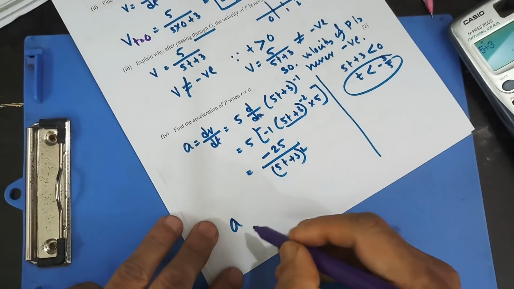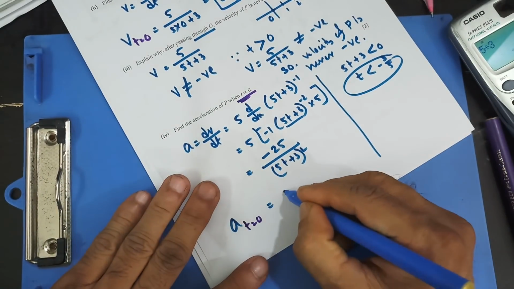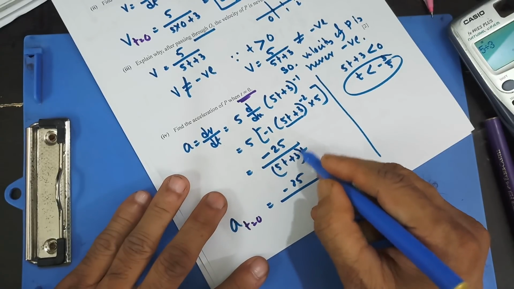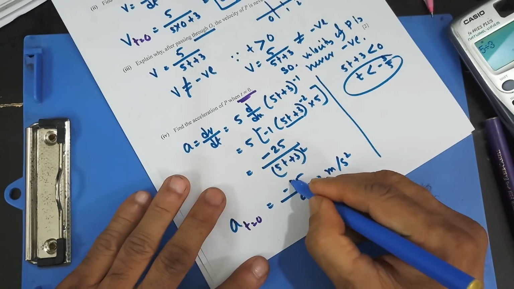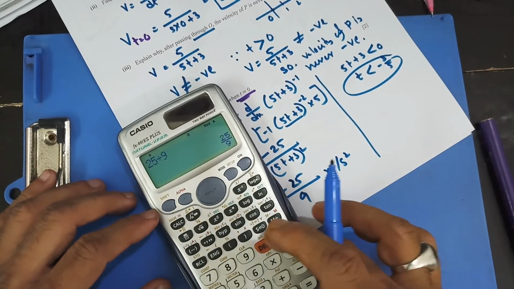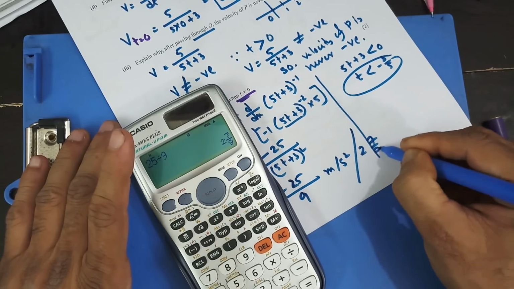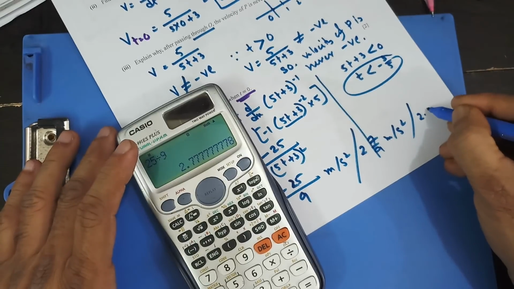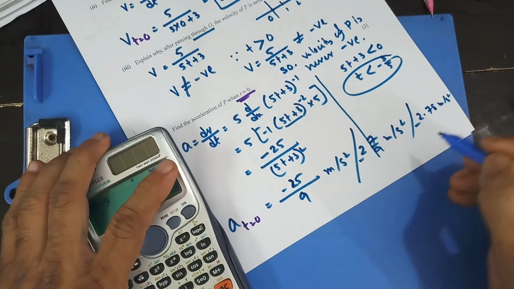But they are asking for acceleration when t equals 0. So that's −25 over (5 times 0 + 3) squared, which is 9. So that's in meters per second squared. You can keep the answer like that, or write −2 whole 7/9 meters per second squared, or decimal −2.78 meters per second squared, and it has a negative sign, so this is deceleration.